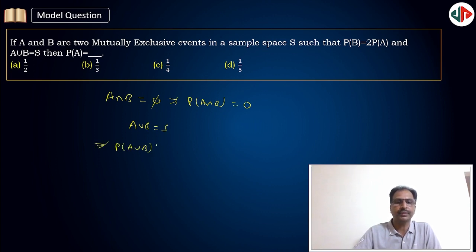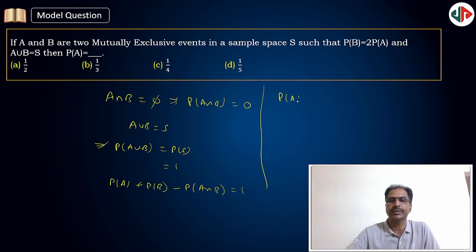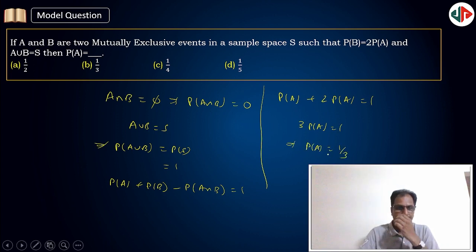So P of A union B is equal to P of S, and we know that the probability of the sample space is 1. And the P of A union B formula is P of A plus P of B minus P of A intersection B. So already P of B is given as 2 times P of A, and P of A intersection B is 0. So 3 P of A is 1, which implies P of A is equal to 1 by 3. Option B.